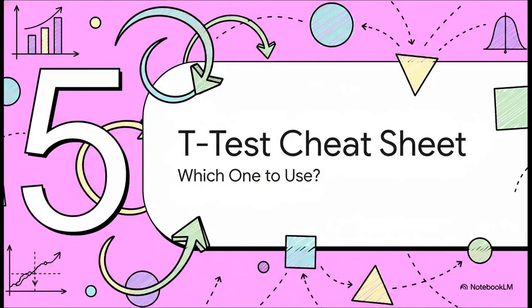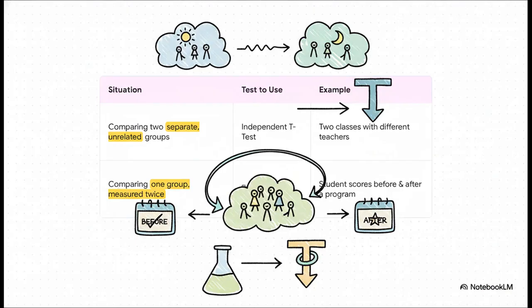Okay, we've covered the two main types of t-tests. So let's pull this all together into a quick and easy cheat sheet to make sure it sticks. The whole idea really just boils down to this. If you have two separate, totally unrelated groups, like two different classes with different teachers, you use the independent t-test. But if you have one group that you measure twice, like those students before and after a training program, you use the paired t-test. It's really that simple.